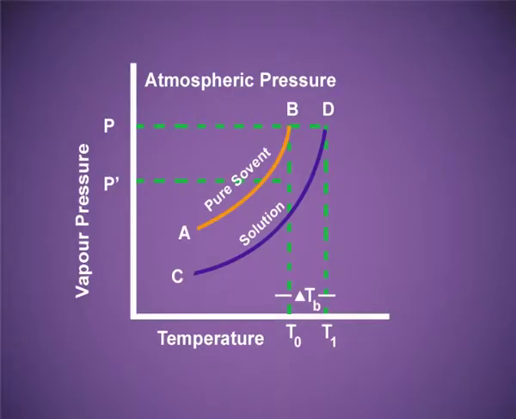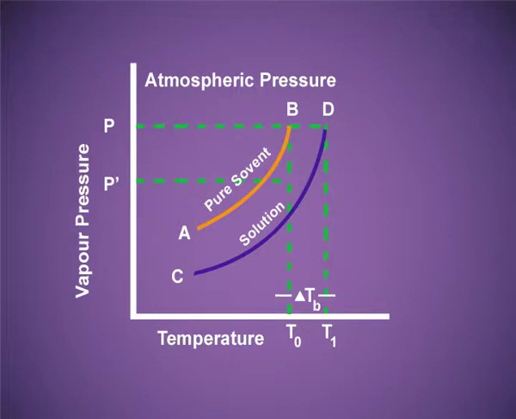Let me explain it through a graph. The graph is between temperature along the x-axis and the vapor pressure along the y-axis. You can see two curves. One curve is for a pure solvent, that is AB, and another curve is for the solution, that is the CD curve. From the figure you can see that the CD curve is below AB. This shows that at each temperature, the vapor pressure of the solution is less than the vapor pressure of the pure solvent.